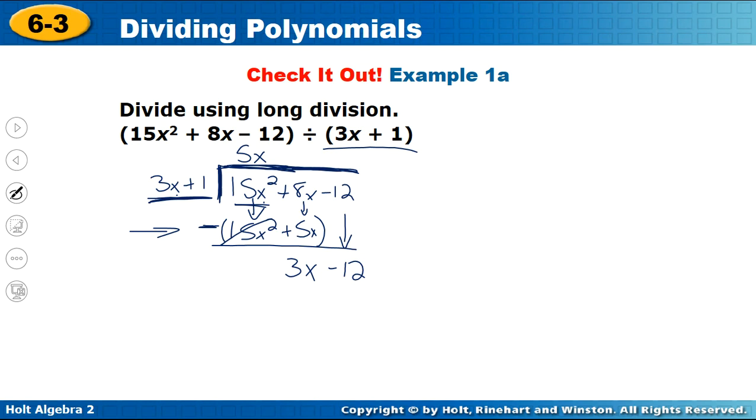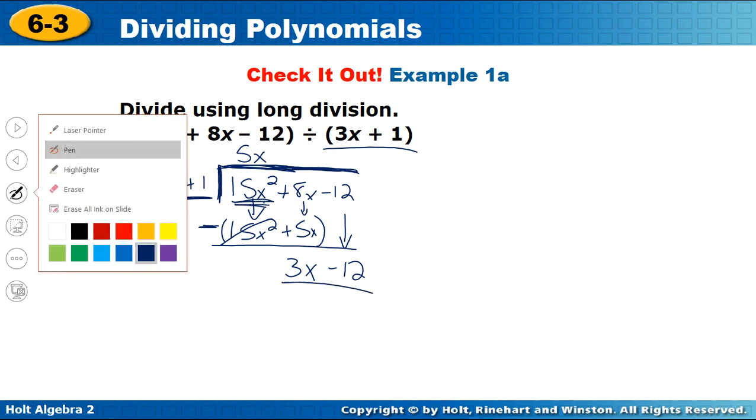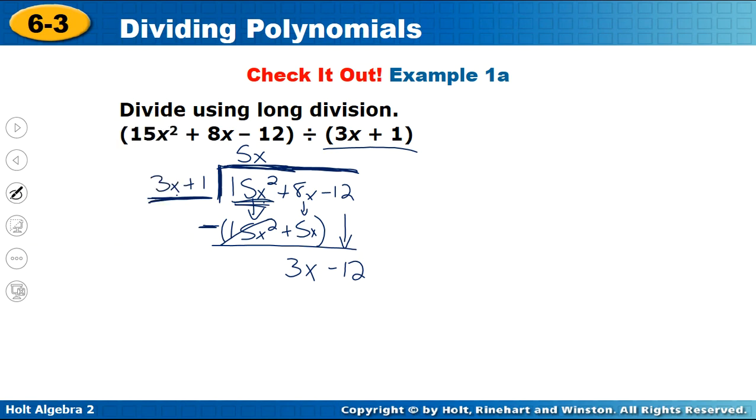Now what I want to do is do the same thing I just did at the very beginning of this problem. With the 15x squared, we said 3x goes into 15x squared, and we got the 5x at the top. But now we're going to do it with this 3x minus 12. So I have this 3x, and it's going to go into this 3x. So what am I missing? This is a 3x, and this is a 3x. Well, they're exactly the same, right? So nothing's missing.